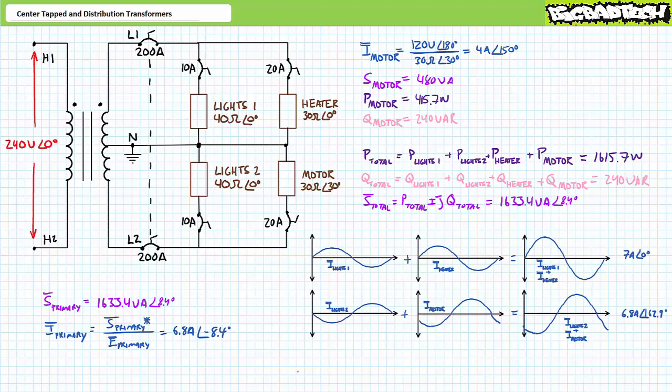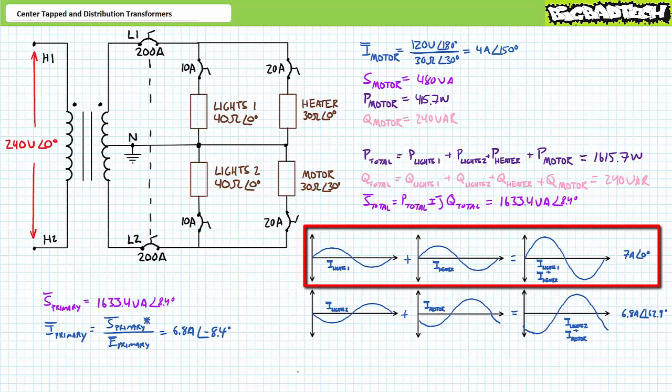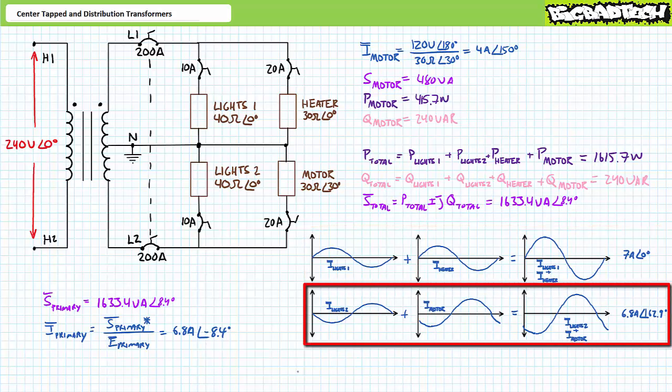With the system in the presently unbalanced condition, you will again note that current drawn from L1 and L2 are no longer equal in magnitude nor perfectly out of phase with one another. L1 provides 3 amps at an angle of 0 degrees to lighting load 1, plus 4 amps at an angle of 0 degrees to the heater for a total of 7 amps at an angle of 0 degrees. Whereas L2 provides 3 amps at an angle of 180 degrees to lighting load 2, plus 4 amps at an angle of 150 degrees, or a total of 6.8 amps at an angle of 162.8 degrees.